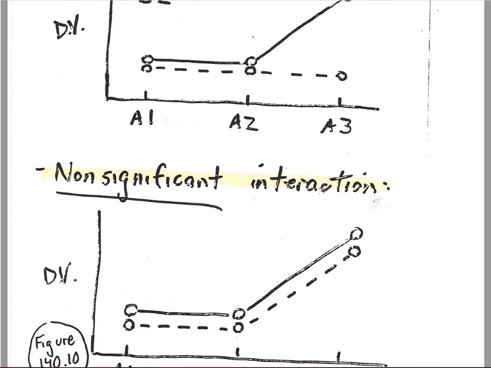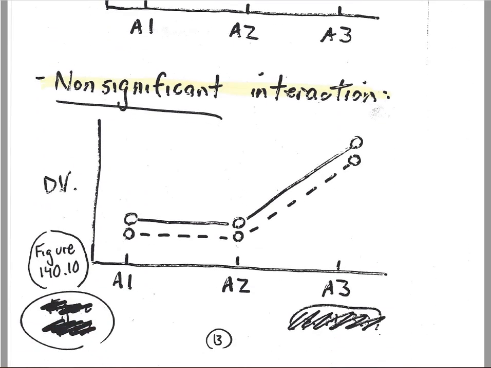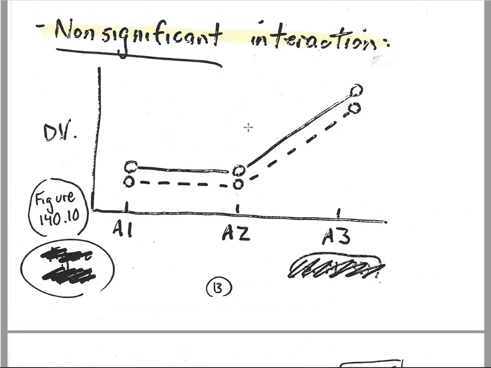The bottom figure illustrates non-significant interaction. Notice these two line segments are parallel to one another. These two line segments are parallel to one another. If corresponding line segments are parallel to one another, it's a non-significant interaction. They curve, that is true, but as long as they stay parallel to one another, you don't have an interaction.